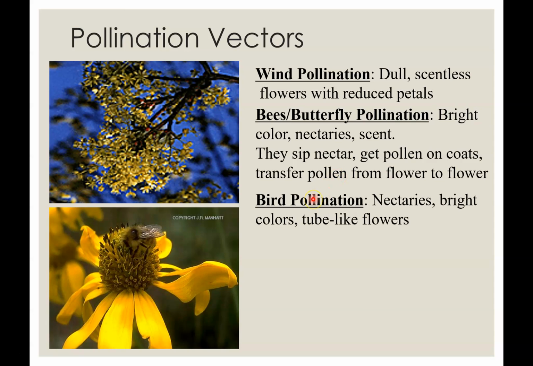We also have bird pollination. Bird pollination occurs with flowers that have nectaries, bright colors, and tube-like shapes. This is ideal, for example, for hummingbirds. Hummingbirds are excellent bird pollinators. And we also have pollination carried out by moths. Moths are attracted to white petals that open at night.